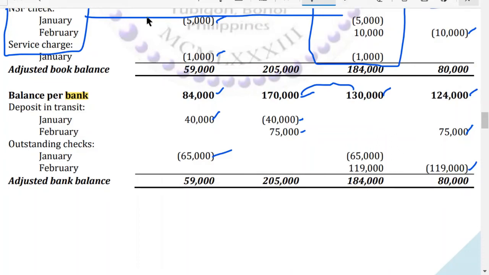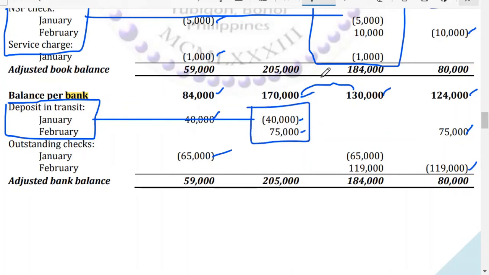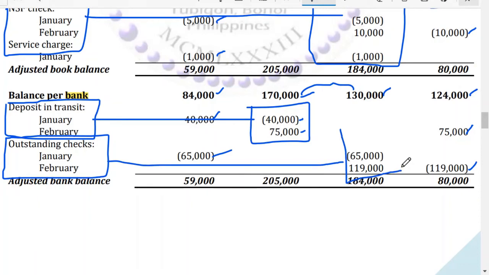Okay? Nya balik ta sa katong explanation nako nga alternative. Okay? So remember, deposit in transit are like the credit memos wherein they fall under the receipts. Nasya sa receipts column. And the outstanding checks are like debit memos and they are extended to the disbursements column.